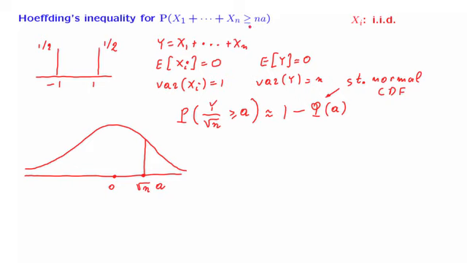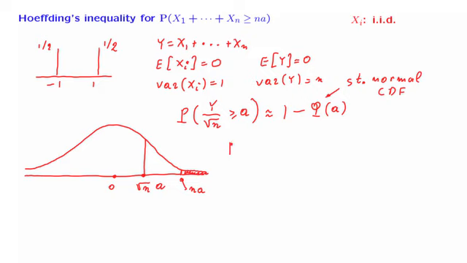However, what we're interested in here is not being larger than square root n times a, we're interested in being larger than n times a. So we're talking about what happens further down in the tail of the distribution. So if we take here n times a, we're looking at this probability down here. And we want to ask, how small is that probability?